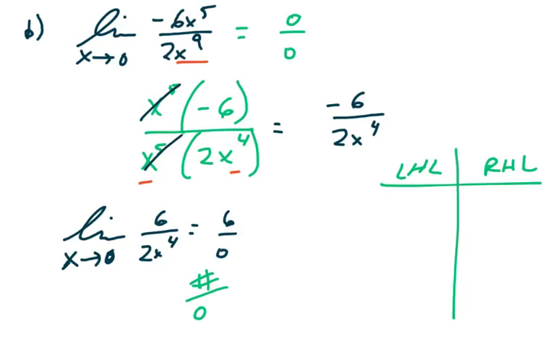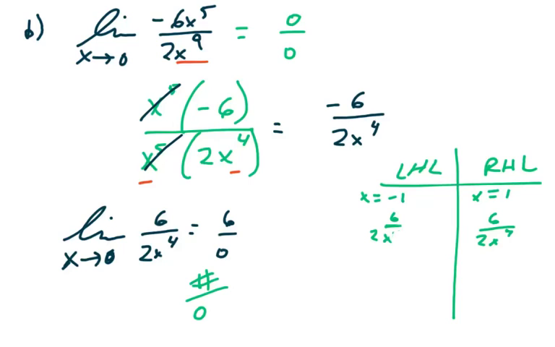So to the left of 0 would be if x equals negative 1. To the right of 0 would be if x equals positive 1. And we have to plug back in to our function. Now we can plug back into our simplified function. We don't have to go all the way back to the original. So we have 6 over 2x to the 4th.